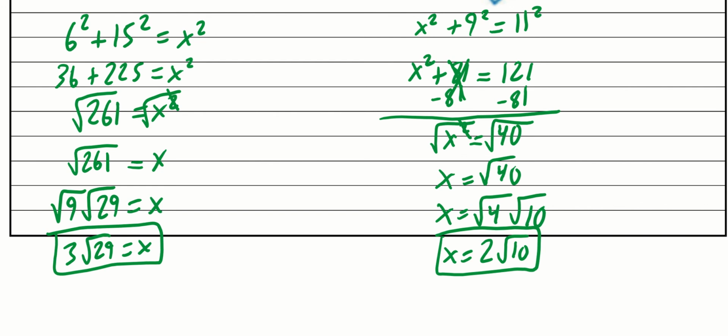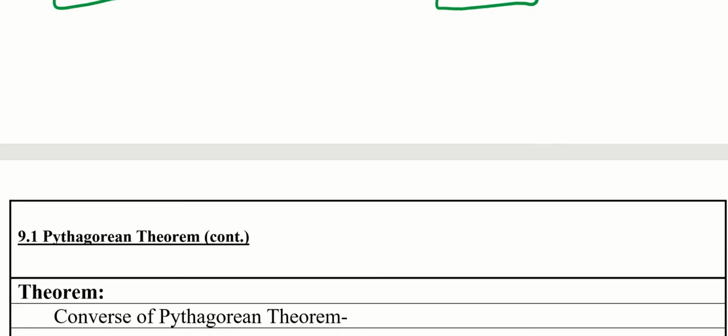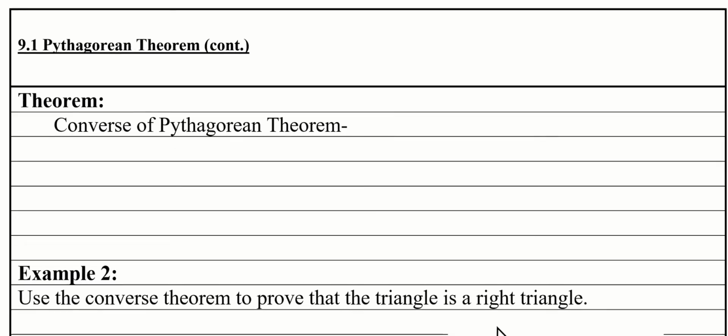Another way that we can use the Pythagorean theorem that we have not seen before is being able to use what we call the converse of the Pythagorean theorem. Remember we said the converse is just when I take an if-then statement and swap it around. So our original statement, or the Pythagorean theorem, says if this is a right triangle, then I can use this theorem, a squared plus b squared equals c squared.